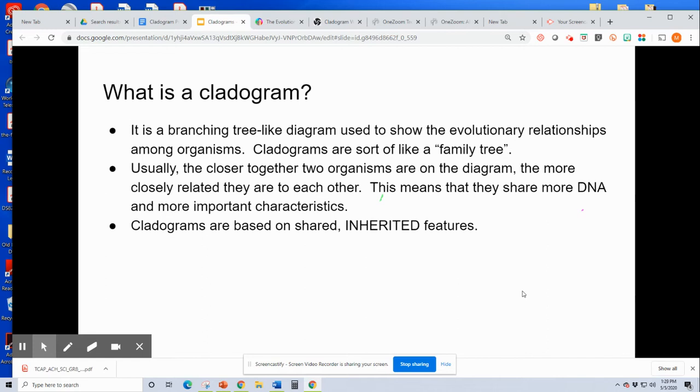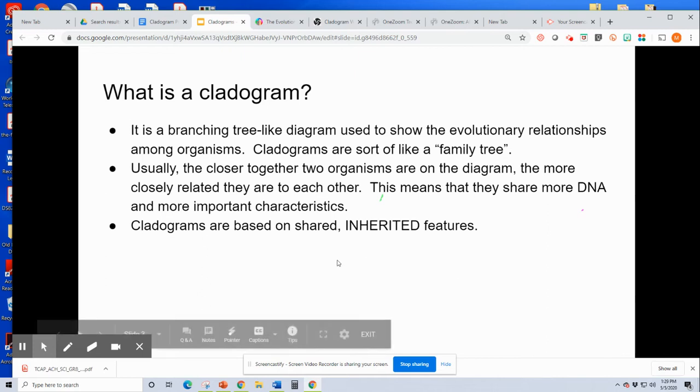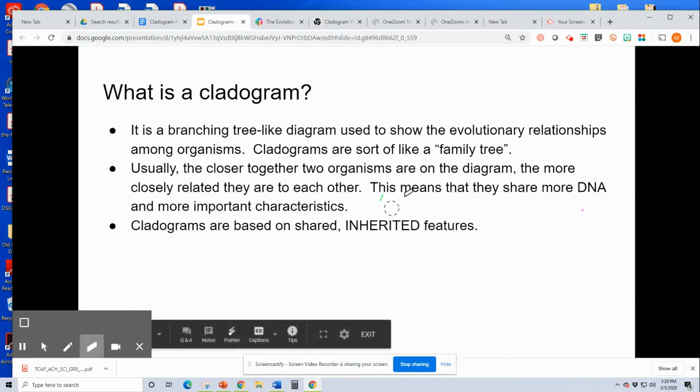So those different characteristics that we added, like four limbs or bony skeleton, are different features that are inherited and passed down. And that little green mark is going to bother me. I got to get rid of it.